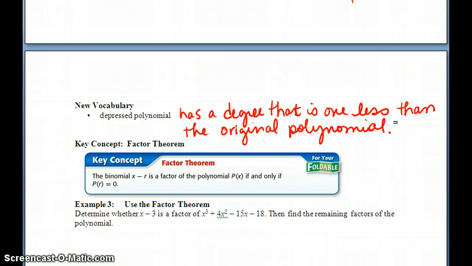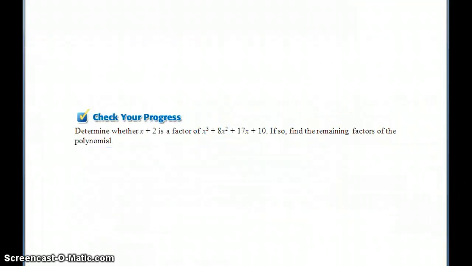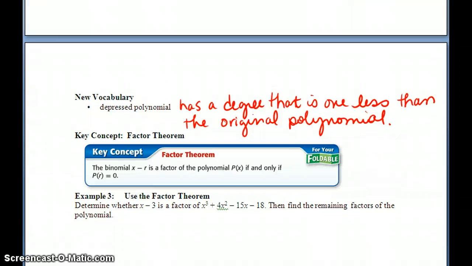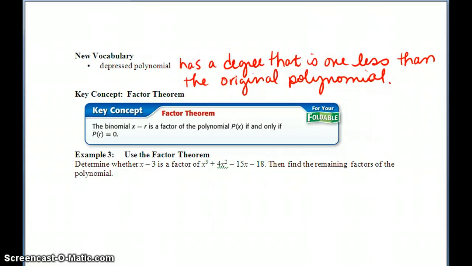So the factor theorem says this. The binomial x minus r is a factor of the polynomial p of x if and only if p of r equals 0. In other words, the remainder equals 0. So we're going to look at example 3 and determine whether x minus 3 is a factor of x cubed plus 4x squared minus 15x minus 18. Then find the remaining factors of the polynomial.